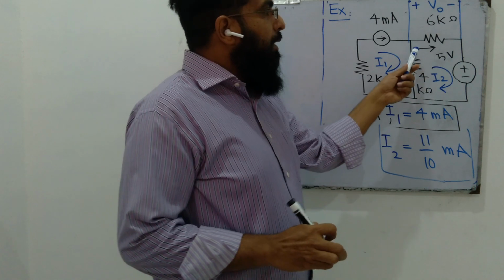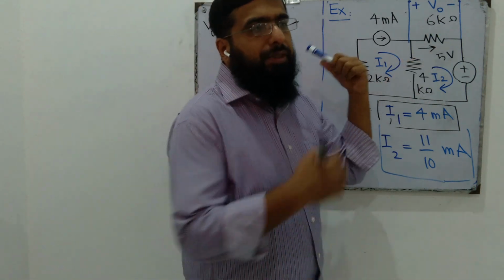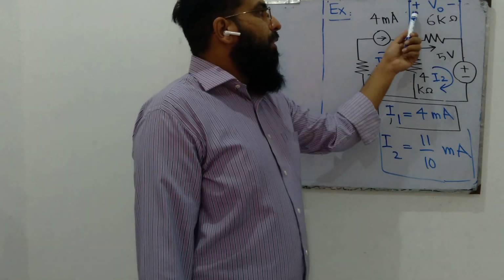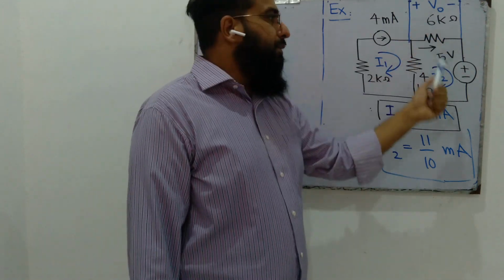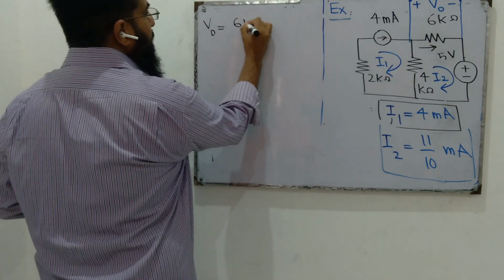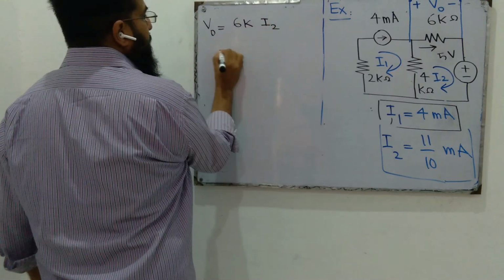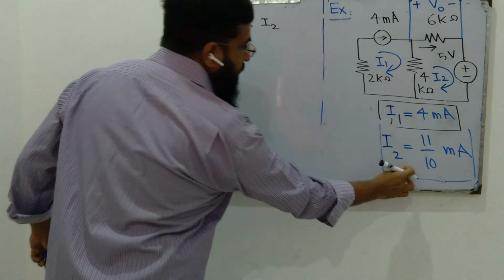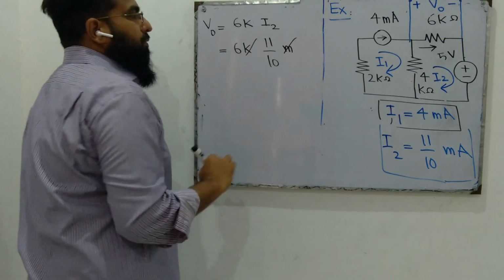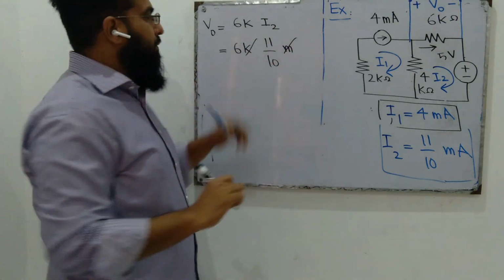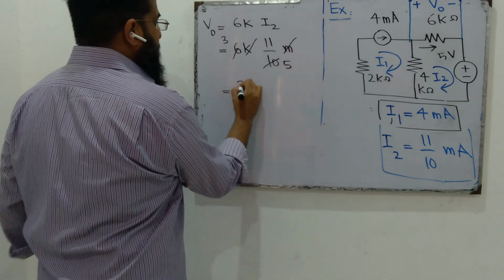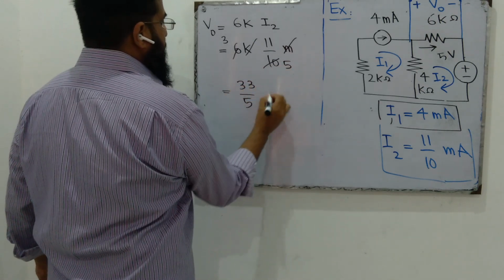So the current that enters the 6K resistor from the left side and leaves from its right side is I2. According to Ohm's law, the voltage drop should be the resistance times the current flowing through it. V out is 6K times I2. And we know I2 is 11 over 10 milli. This kilo cancels the milli because 10 to the 3, 10 to the minus 3. 2 3s are 6, 2 5s are 10. So it becomes 33 over 5 volts.